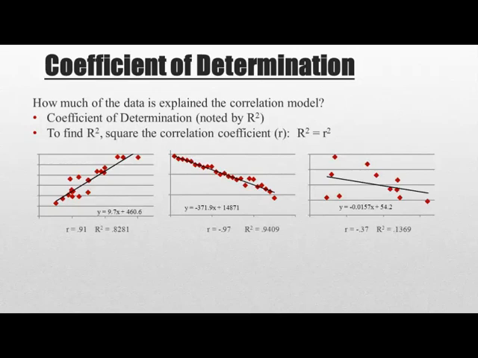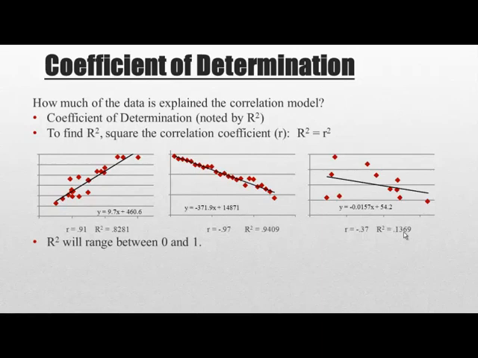So looking at the previous three graphs, we're going to find that 0.91 squared got us a positive 0.82. Negative 0.97 squared is a positive 0.94. Negative 0.37 squared is positive 0.1369.